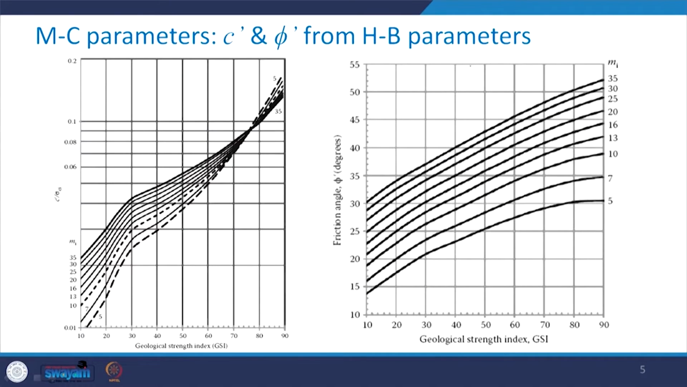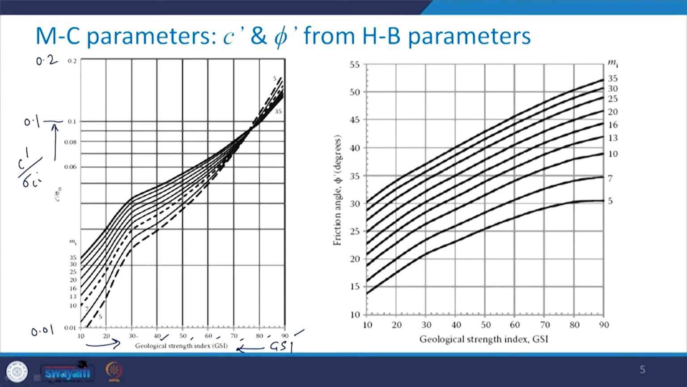Now, the result of that simulation can be seen here in these two figures. You can see here on the first figure, this scale is giving us GSI, and this is increasing in this direction, that is 10, 20, 30, 40, 50, 60, 70, 80 and 90. And on the y axis you have this term C prime divided by sigma Ci, which is on the log scale starting from 0.01, this is 0.1 and so on, this is here 0.2 which has been shown.